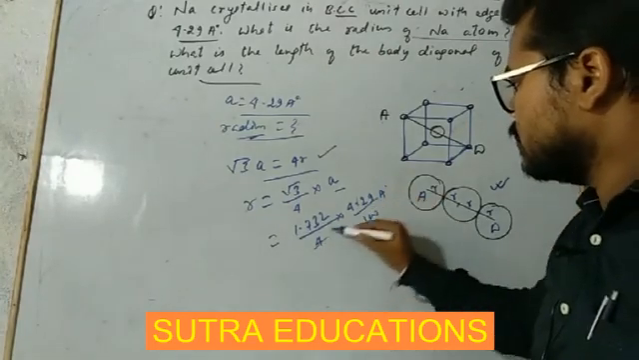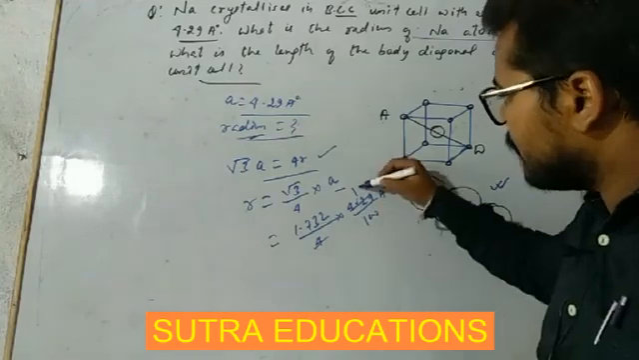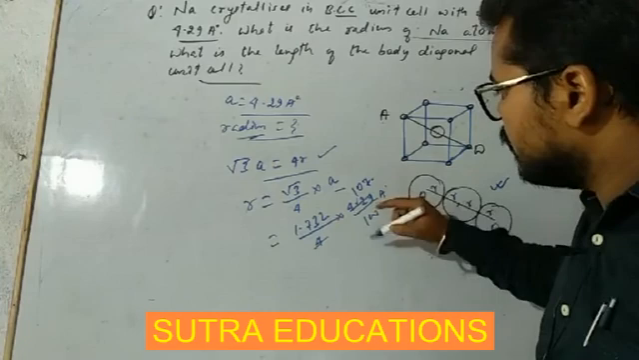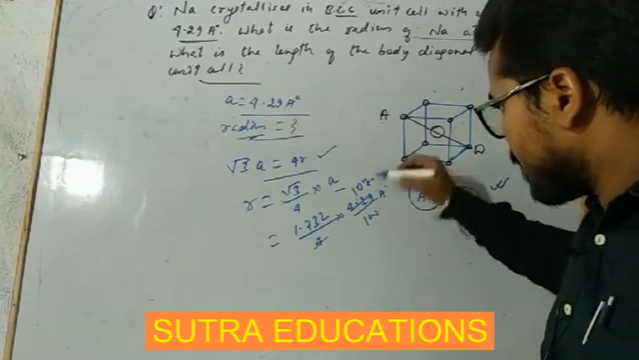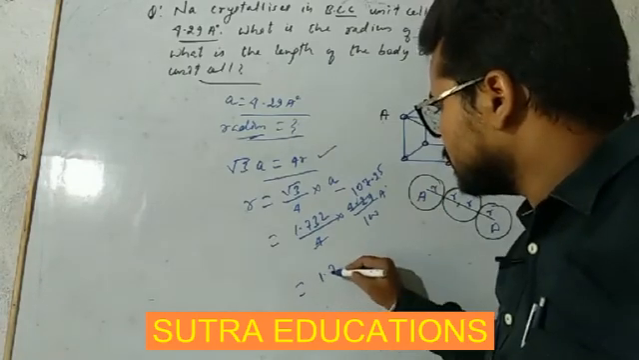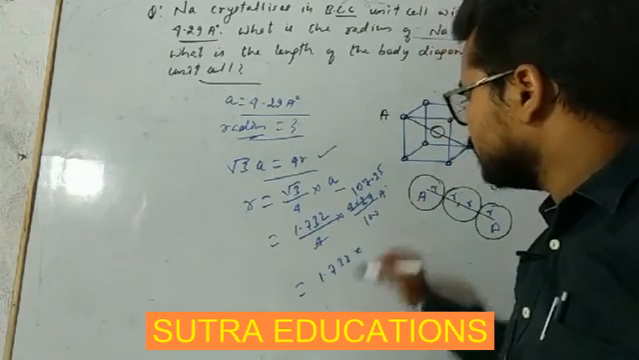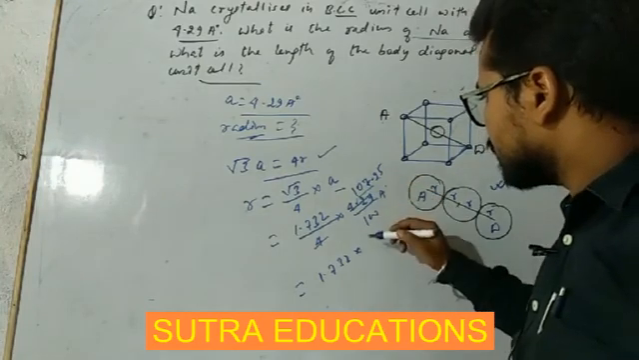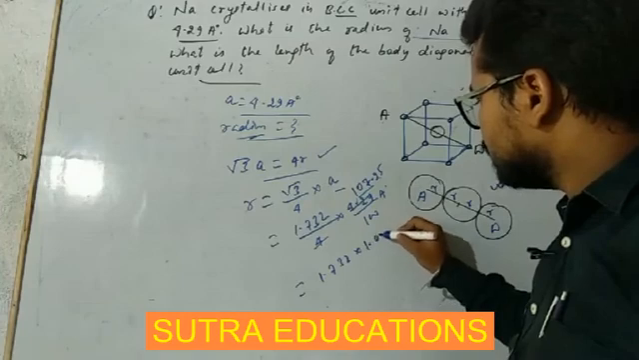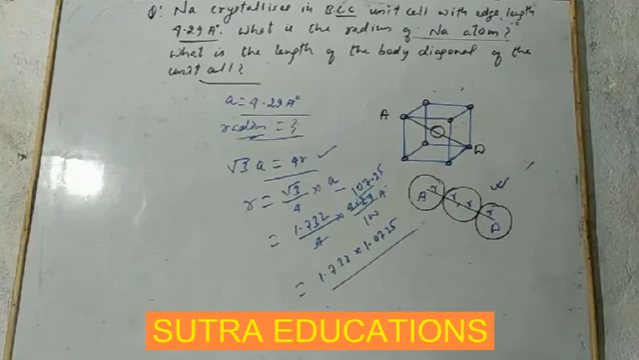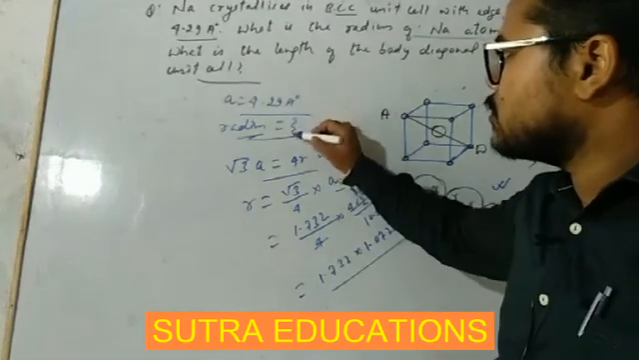So it will be equal to 1.732 into 1.0725, so the radius we have to find.